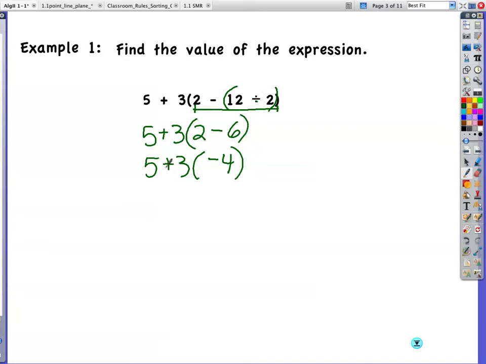Now I have addition, and remember, don't be fooled, this parenthesis is actually a multiplication. Well, which wins first, addition or multiplication? The multiplication. So I have 5 plus, and this is -12. And now all I have left is a -7. Okay?